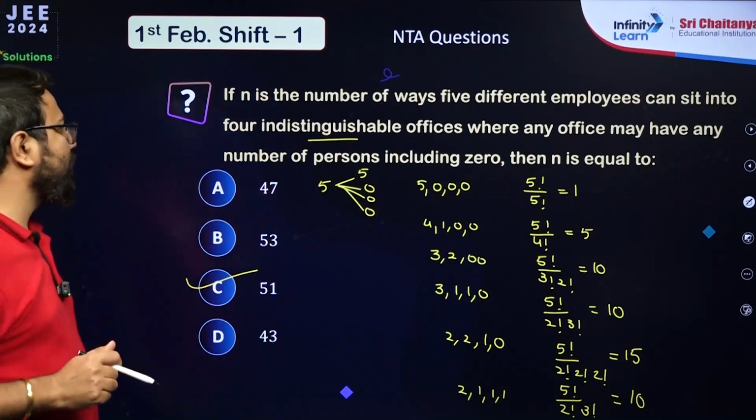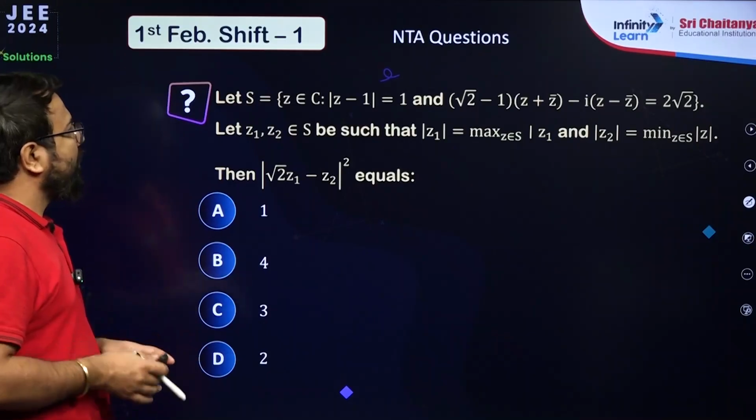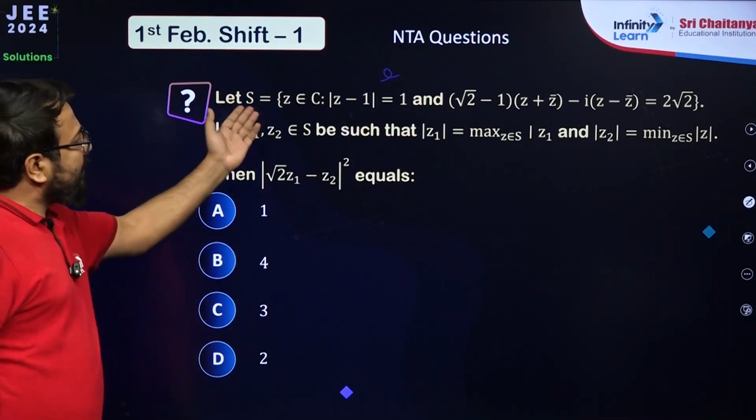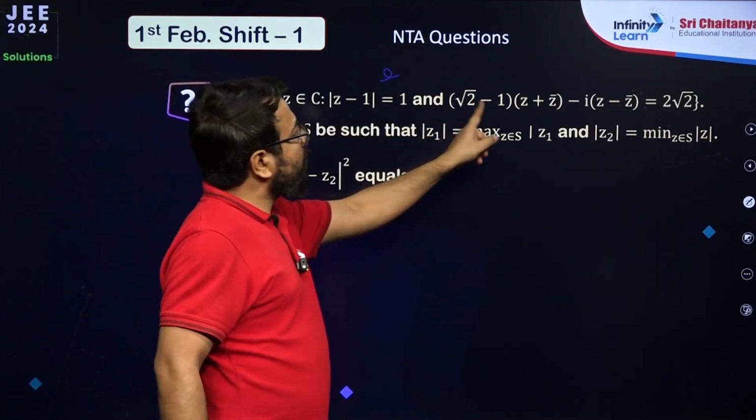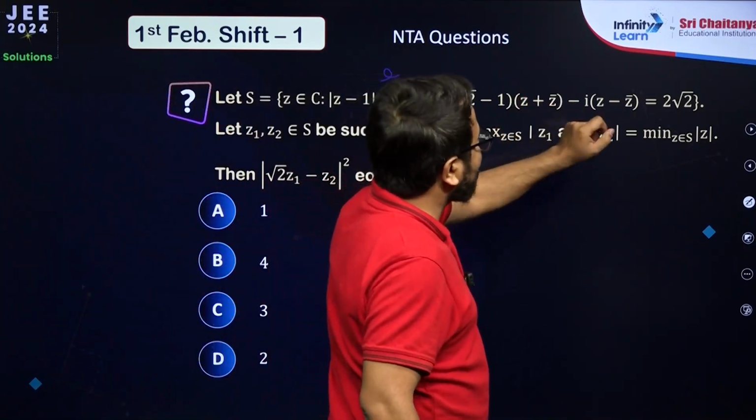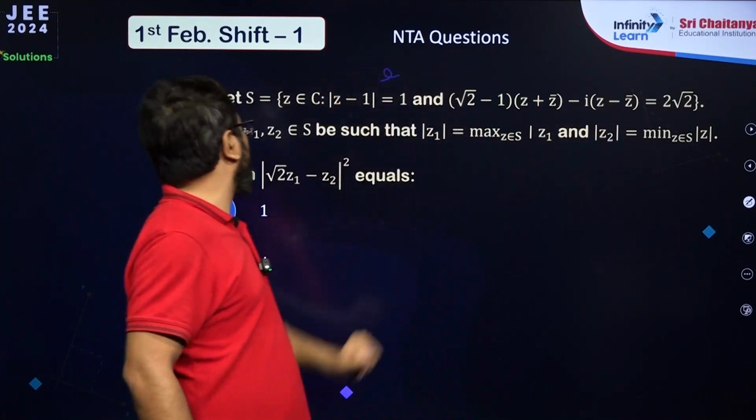I hope you understood this problem. Moving ahead to the next one. This problem is having S. S is consisting of z, complex number, such that mod z minus 1 is 1, and (root 2 minus 1)(z plus z bar) minus iota(z minus z bar) is equal to 2 root 2.